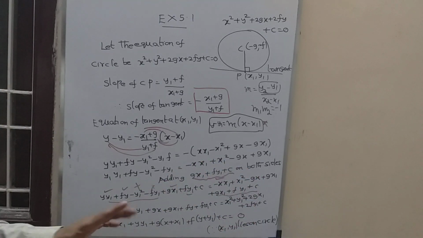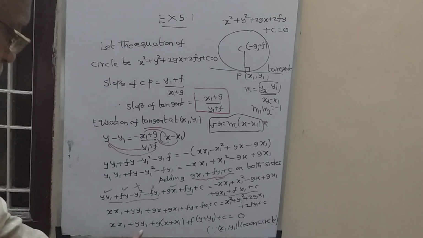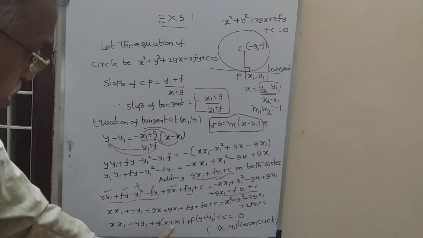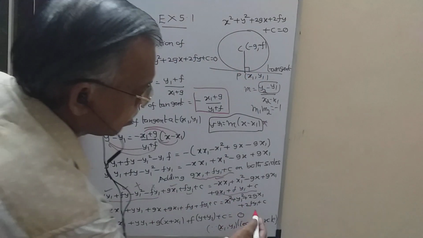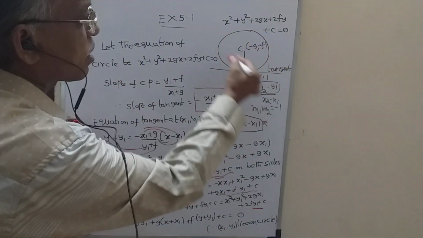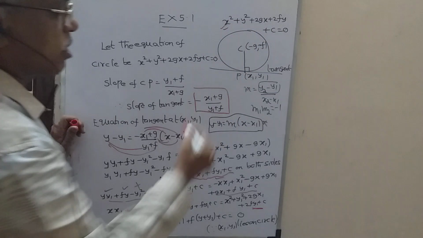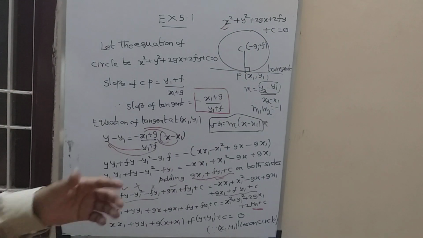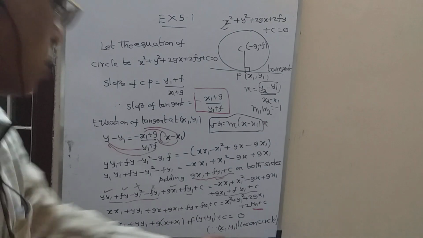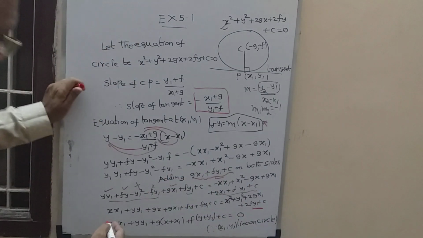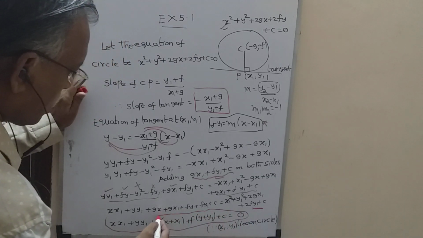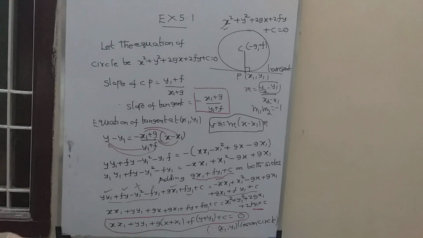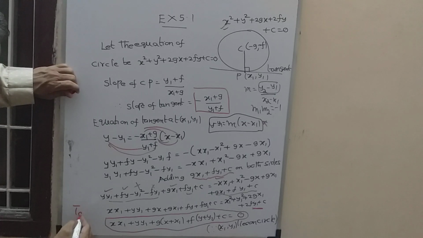So after this only one more step, you will get the answer. xx1 plus yy1 plus g into x plus x1 plus f into y plus y1 plus c is equal to 0. Why is this side 0? Because the point x1 comma y1 lies on the circle. That's why it has to satisfy this equation: x1 square plus y1 square plus 2gx1 plus 2fy1 plus c is equal to 0. That's why on this side I put a 0. So this is your final answer, students. xx1 plus yy1 plus g into x plus x1 plus f into y plus y1 plus c is equal to 0. This is the equation of the required tangent.